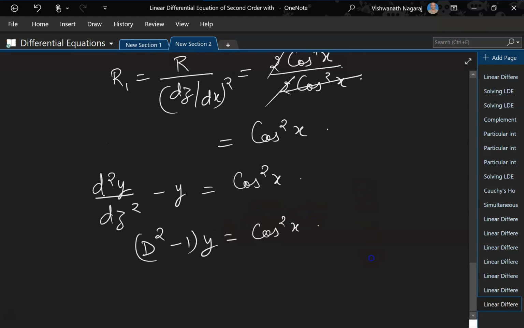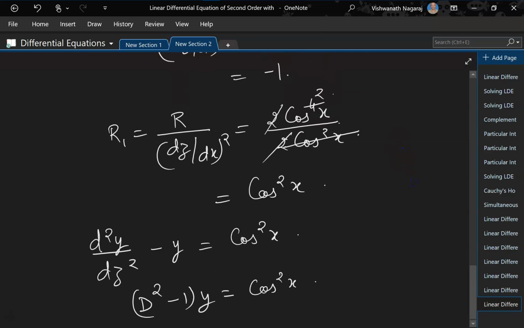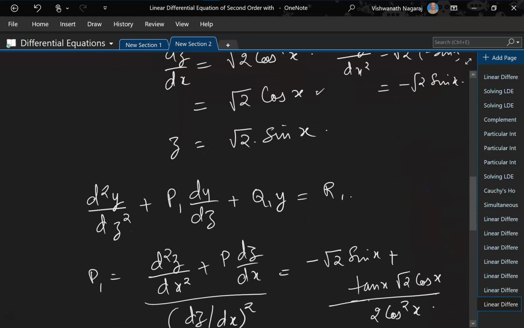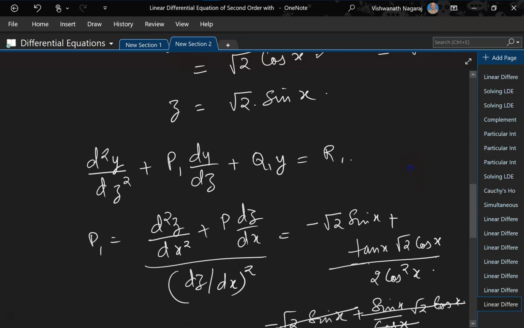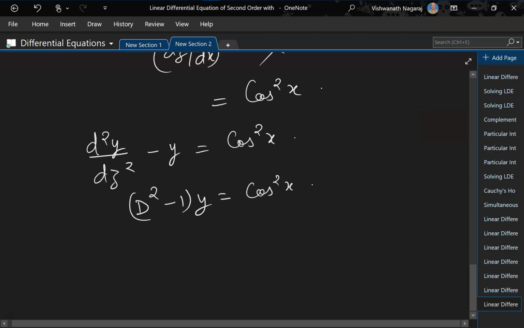Right? Now this cos²x, we should be able to do it in terms of z. Let's see what z is. z is sin x, right? So on the right hand side also, if we get it in terms of z, it would become easier. So since z is equal to something sine, let's convert this into sine. So 1 minus sin²x.